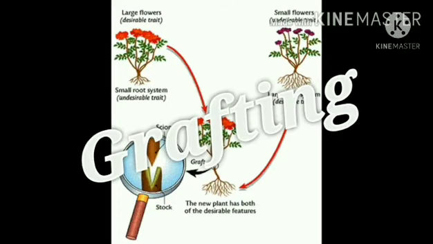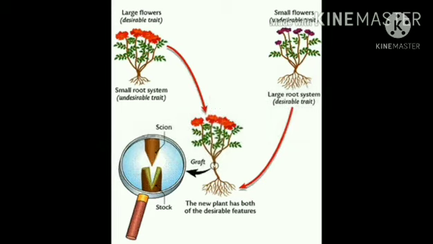Another artificial method of vegetative propagation is known as grafting. In grafting, the stems which are incised from two different plants are attached to grow as a single plant. Now in this picture, you are observing the two plants. In the first plant, there are large flowers, which is a desirable trait. Trait here means character. But this plant has a small root system, which is an undesirable trait.